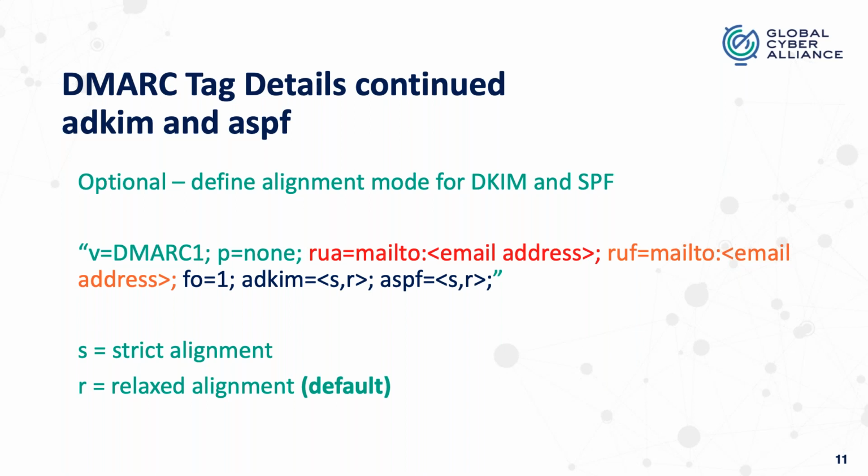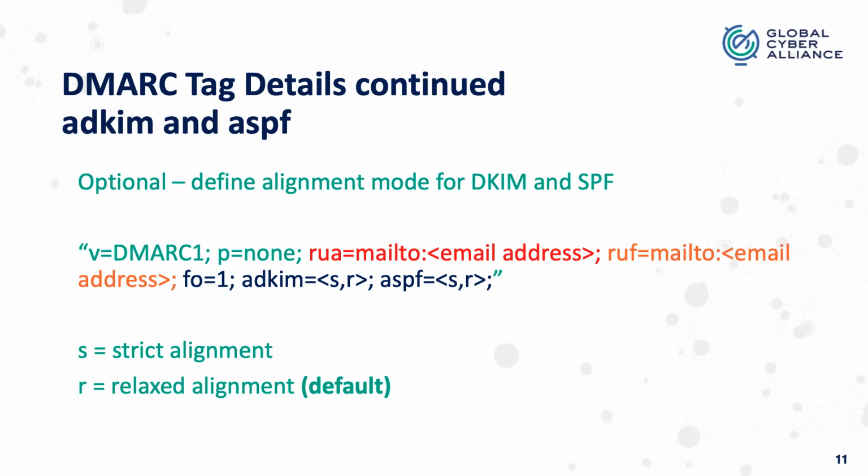What's the difference between the two? The most common one is relaxed, which is the default setting. And this is really used to define how the domains are viewed for alignment. So say in DKIM, the domain is set to globalcyberalliance.org, but the from address is m.globalcyberalliance.org, right? Technically, they're not the same domain. Yes, the top level domain is the same, but they don't match 100%. So in relaxed, something like that is still going to be allowed, because at least it's the same domain in essence.